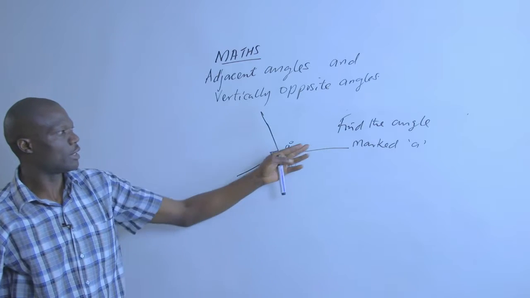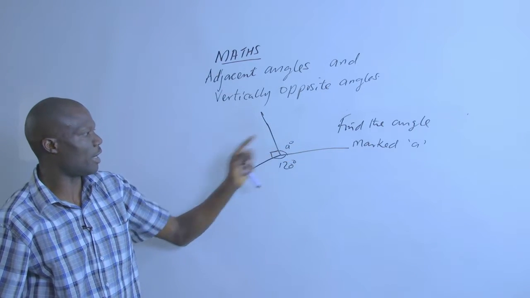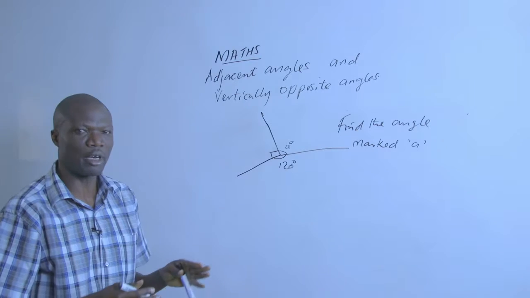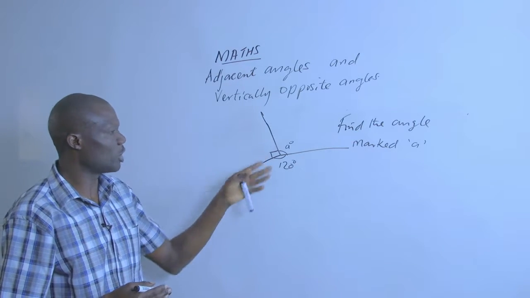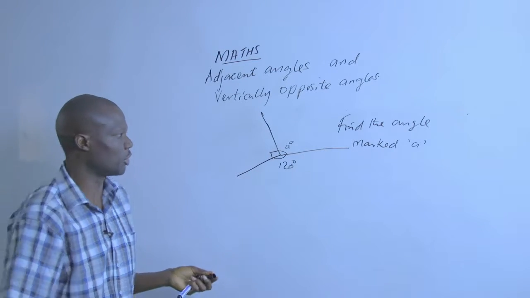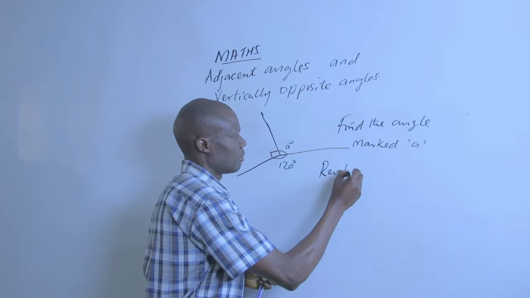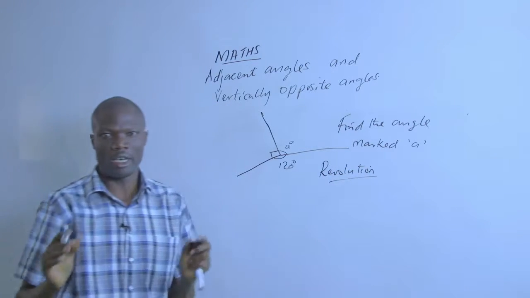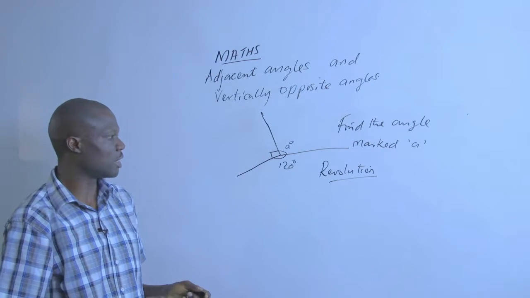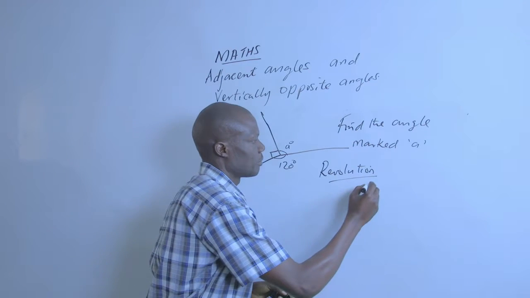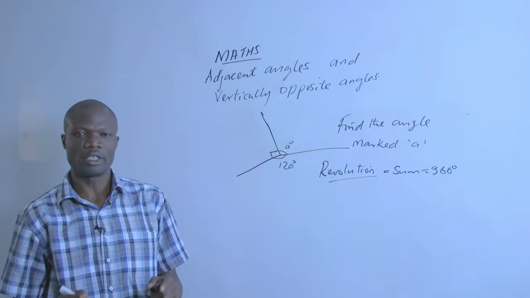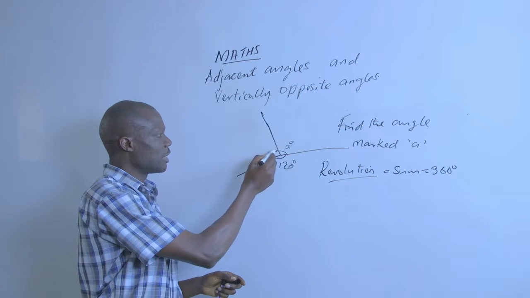So we are to find the size of the angle marked A given this diagram here. First, we look at the diagram and identify the relationship between these angles. You'll find that the three angles will form a revolution. And we said earlier on that a revolution means that the sum of the angles is 360 degrees.